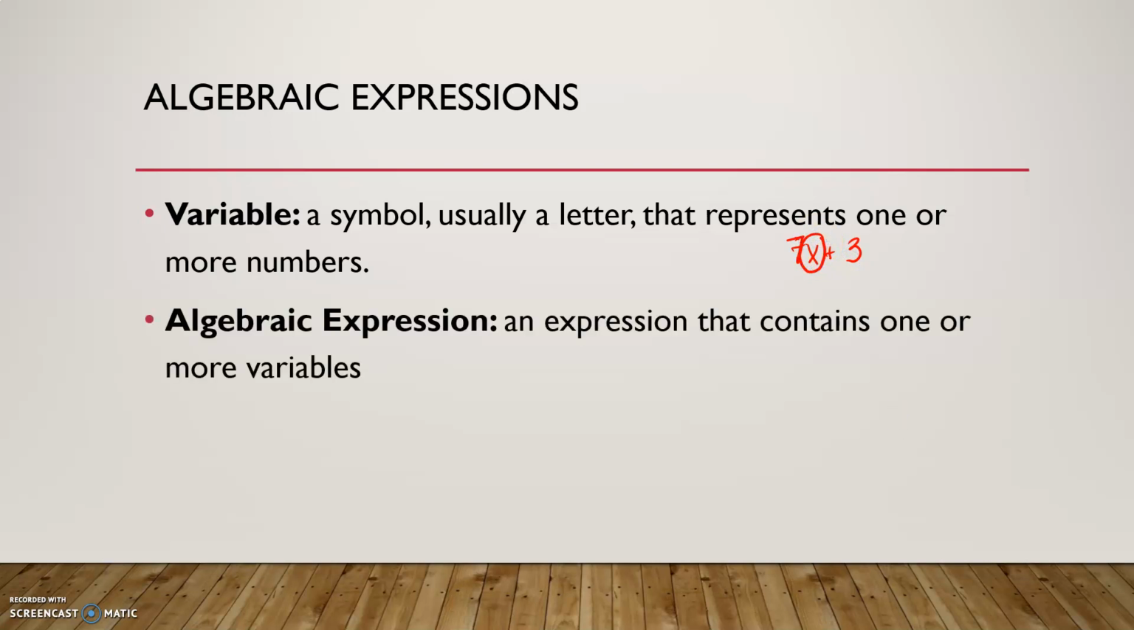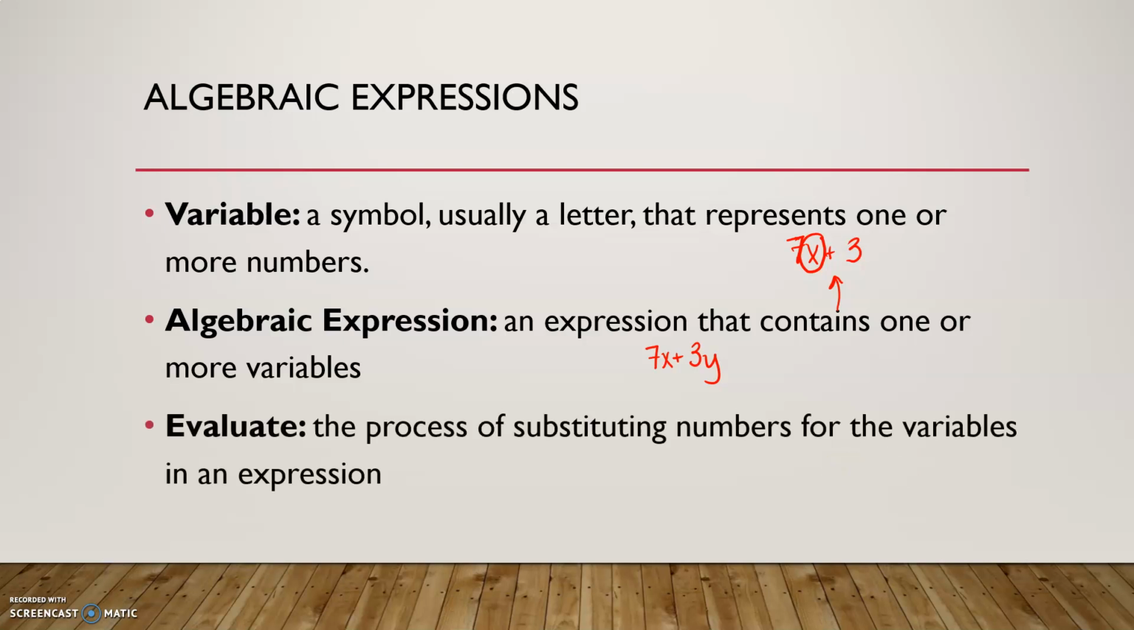Next, we have an algebraic expression, and this is an expression that contains one or more variables. So this 7x plus 3 up here is an example of an algebraic expression because it has one variable. It could also be something like 7x plus 3y, and it has more than one variable. So as long as there's at least one variable, it's an algebraic expression.